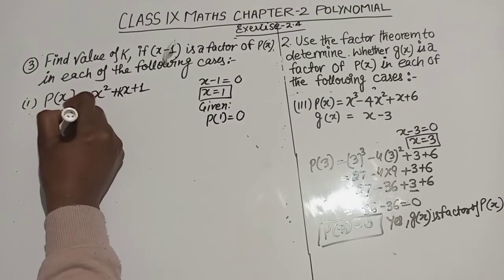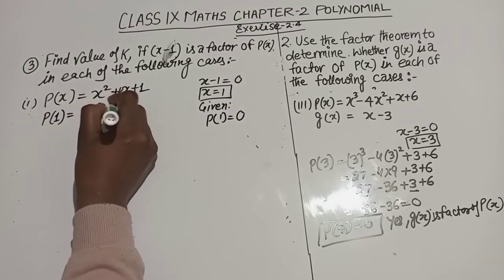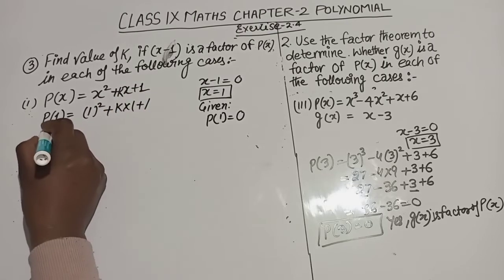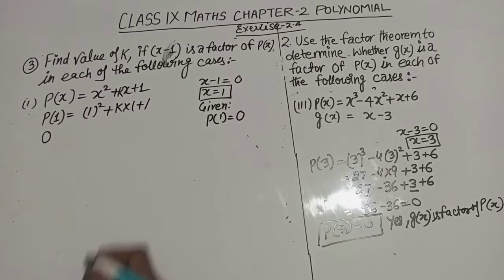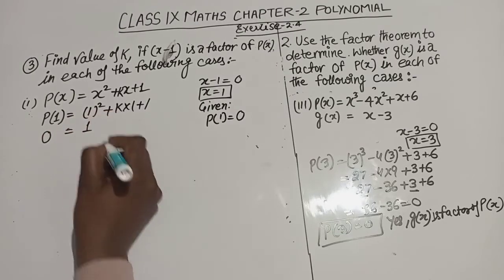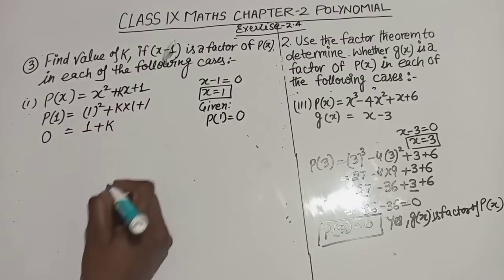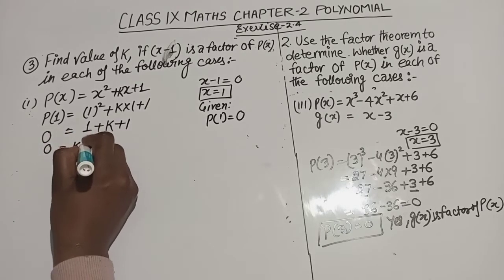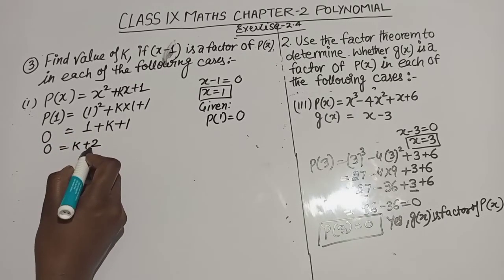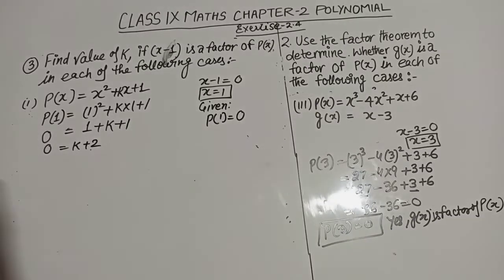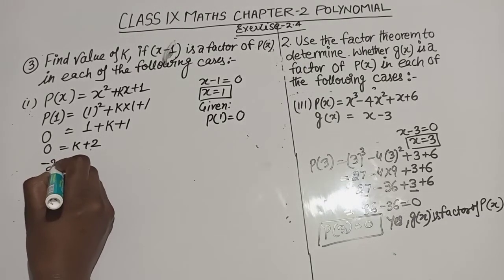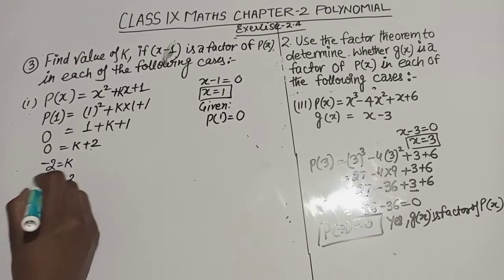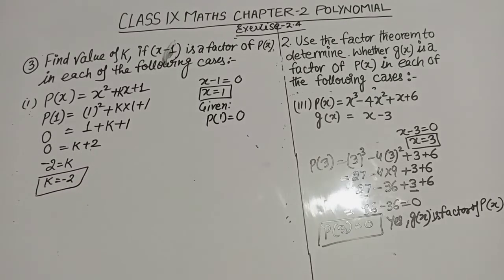p1 is equal to 1 squared plus k into 1 plus 1, and it is given that p1 is 0. 1 squared is 1, k into 1 is k, plus 1. It means 0 is equal to k plus 2. The 2 is plus, so going to the other side it becomes minus. So minus 2 is equal to k. It means k is equal to minus 2, and that will be your answer.